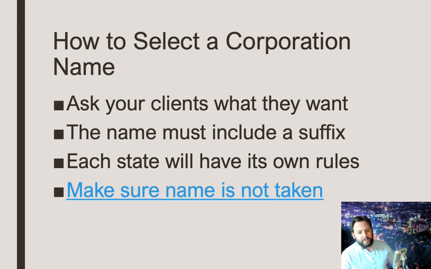Selecting a corporate name can be tricky. Your clients may not realize they have to have a suffix. Each state also has its own rules. You're going to want to make sure the name is not taken prematurely, so you want to do a name search. You can go to the Secretary of State website and do an entity search and see that the name is not already taken. But do search for that and then help steer your clients toward a name that is going to help improve their business prospects.